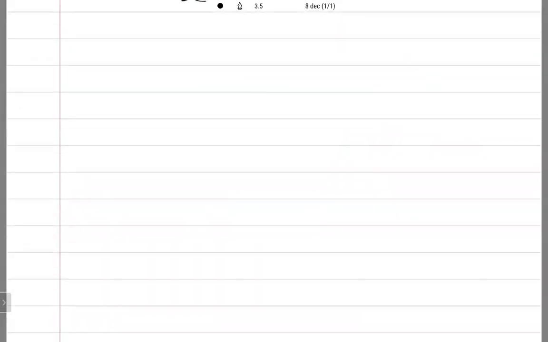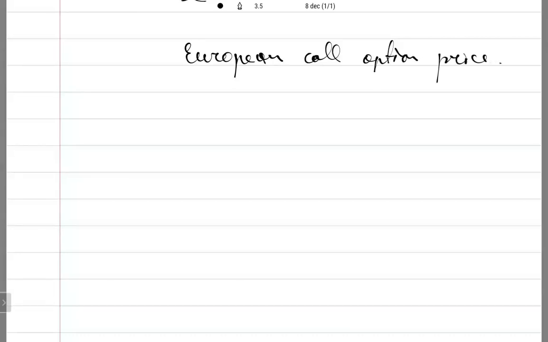Let's deal with a big Black and Scholes formula for options pricing. Okay, let's recover the European call option price. Okay, what is a call option?